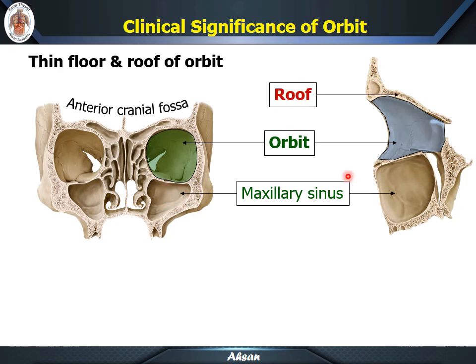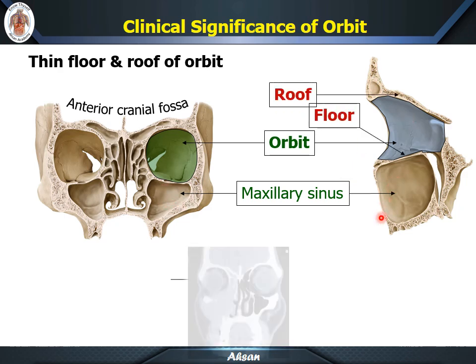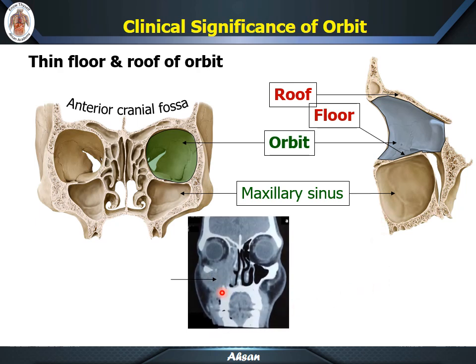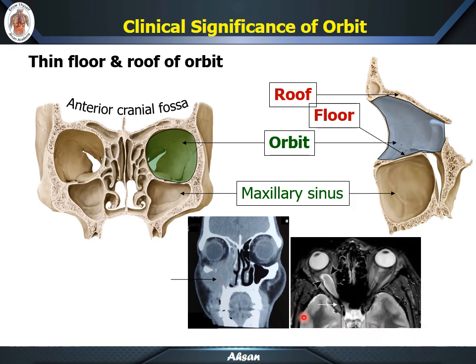You can see this is the roof and this one is the floor, and a radiograph showing that this is the tumor in the maxillary sinus spreading into the orbit. You can see this is the area where the disease is spreading into the orbit, pressing the optic nerve.